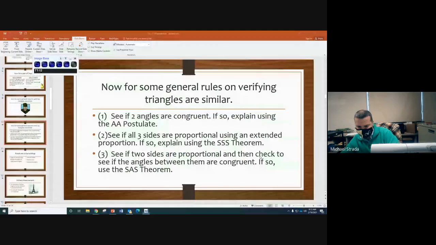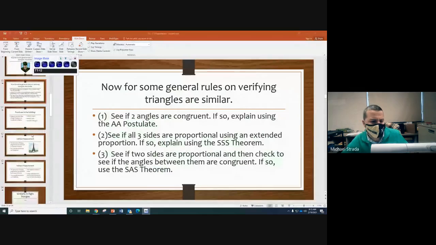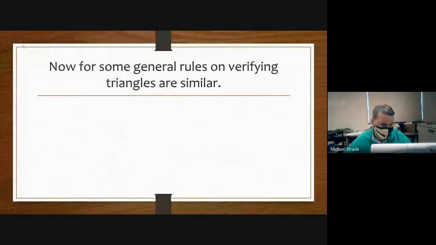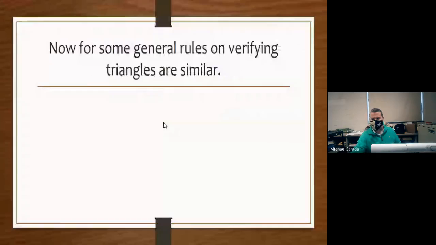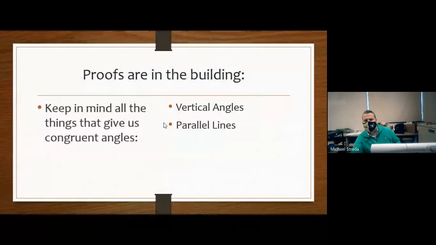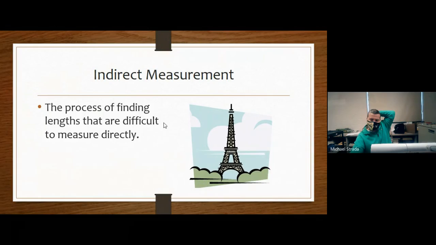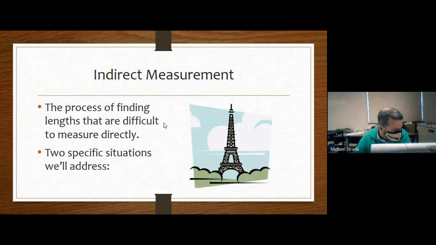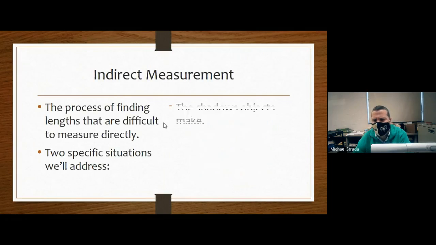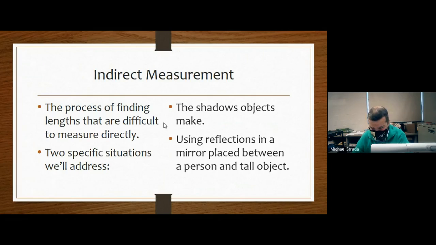That takes us to indirect measurements. Indirect measurement, the process of finding lengths that are difficult to measure directly. Two specific situations we'll address. Number one, the shadows objects make. Everybody's pretty good with that one. You've seen that before in your life. A building makes a shadow, you make a shadow, everything's proportional. The second one is this, using reflectors in a mirror placed between a person and a tall object.